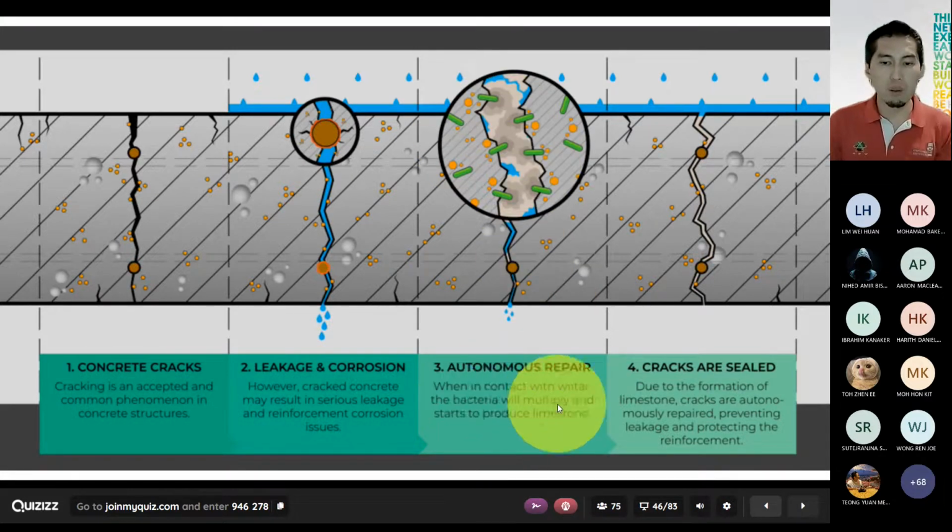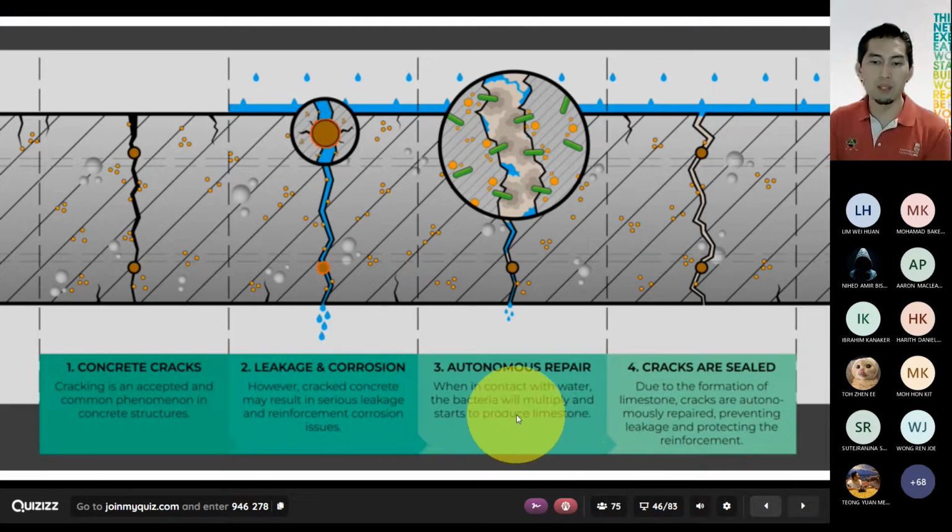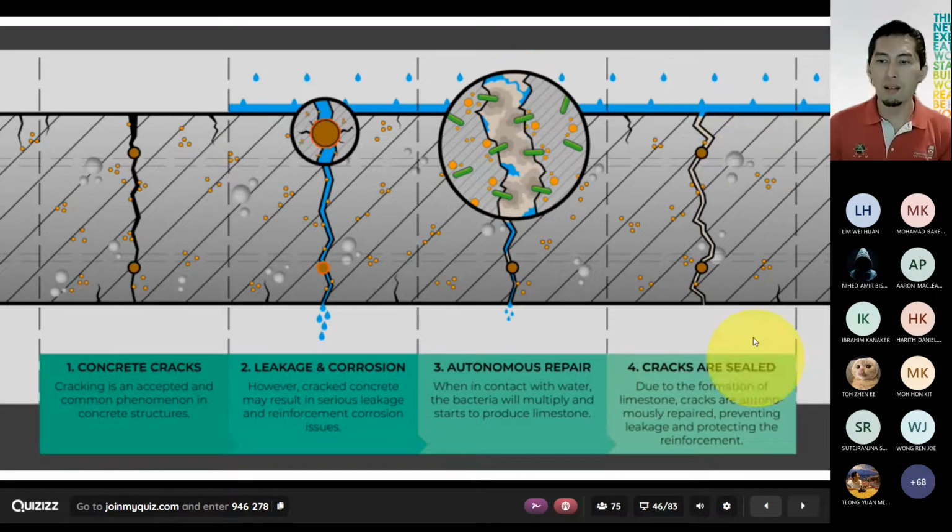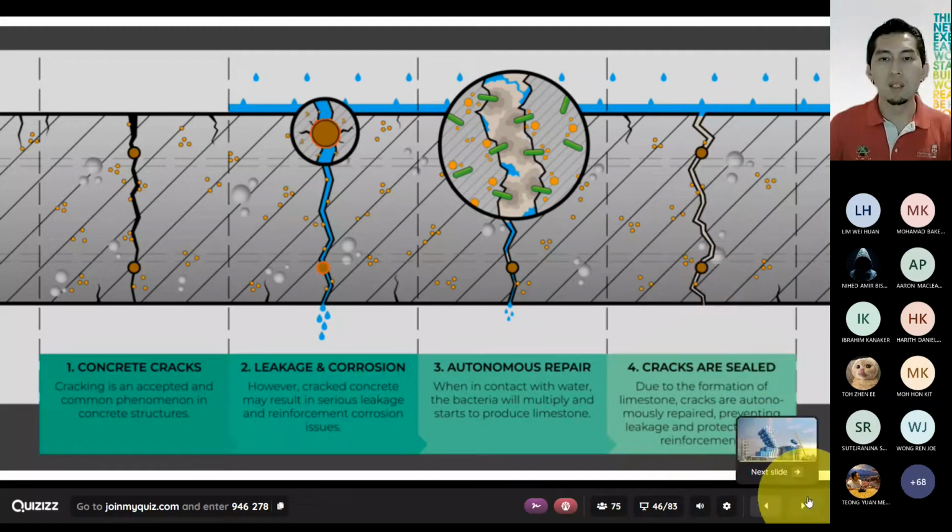What happens is when in contact with water, the bacteria will multiply and start to produce limestone, which is basically a material that is able to fill up the crack. And as a result, the cracks are then sealed as if it wasn't cracked to begin with. Yeah, so usage of that as part of construction technology.